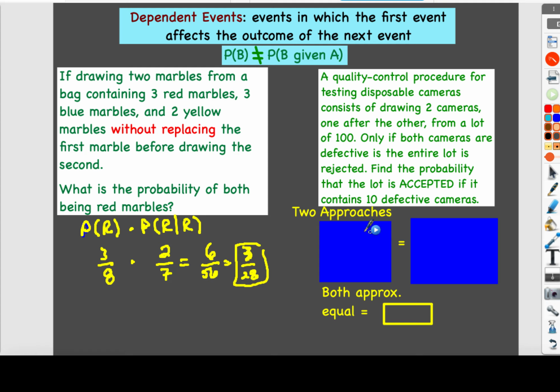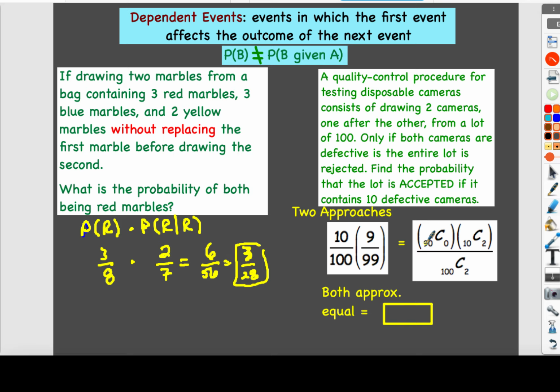Well, we're sort of checking our procedure here. One way to think of it is, out of the 100 cameras, we could draw one of the 10 defective ones, right? And at the same time, in the second camera, well, if a defective camera is missing, now there's only 9 defectives out of the 99 possible. Another way to think of that, out of the 90 good cameras, we're not going to pick any of them. What's the probability that out of the 10 defective ones, both of the cameras we picked came from the 10 defectives?